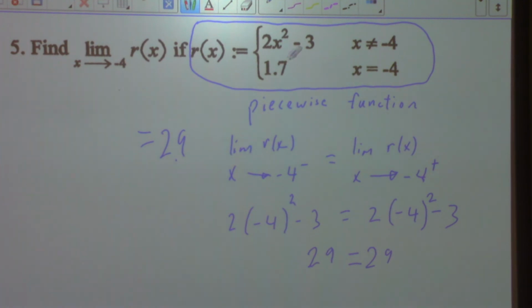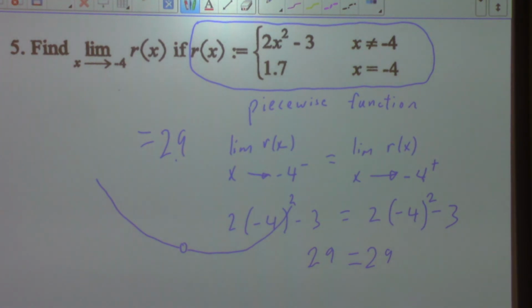And then the function has a different rule here. So you have a graph of the function, and let's see, it's a square, so it's a quadratic function. The function goes like this, and negative 4 looks like this, right? And then way down here someplace is 1.7. But there's a hole where x equals negative 4. Anyway. All right.